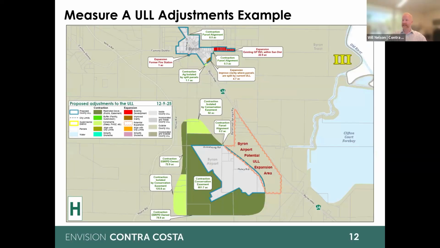Here's an example so you can see. And again, there's a whole series of maps that look like this. I just chose Byron for a couple reasons. One, it has contractions and expansions, and it also shows that potential expansion area at the airport that Measure A would pre-authorize the Board of Supervisors to go over the 30-acre limit to expand there, specifically for the purpose of economic development supporting Byron Airport.